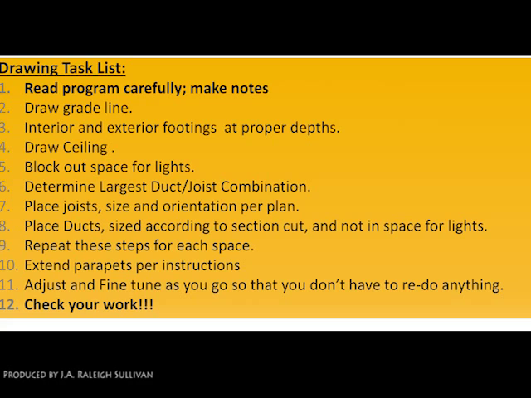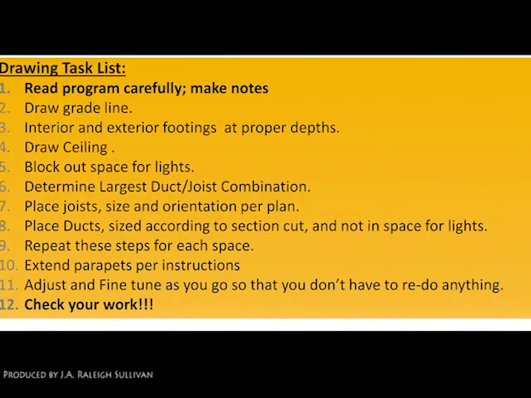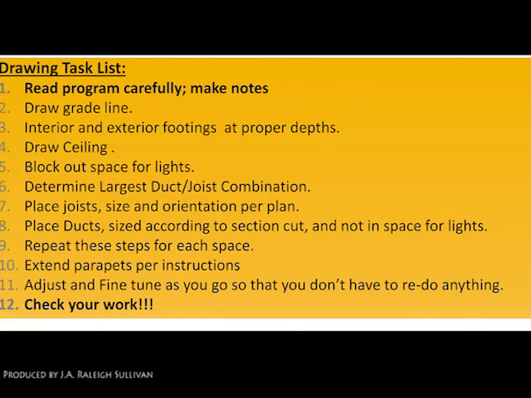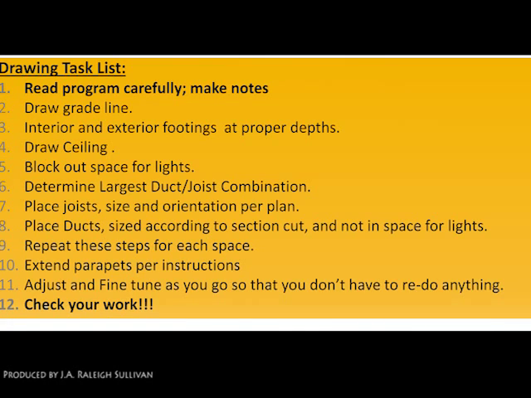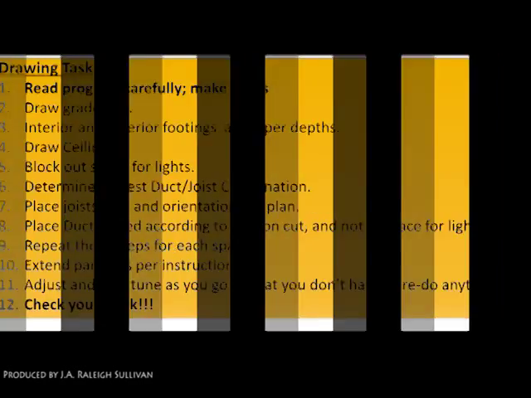Determine largest duct joist combination. Yes, it sounds complicated. It is. Place joist size and orientation per plan. Place ducts sized according to the section cut and not in the space for lights. Repeat these 8 steps for each space. Extend the parapets per instructions. Adjust and fine-tune as you go so that you don't have to redraw anything. And number 12, check your work.